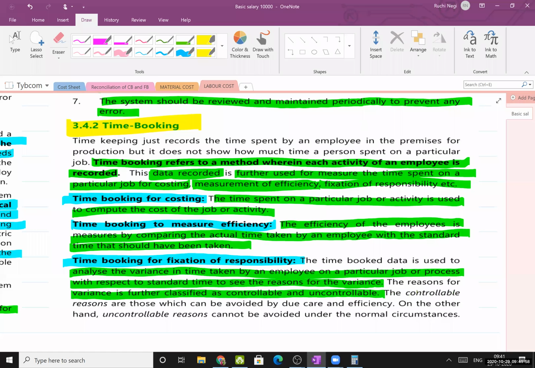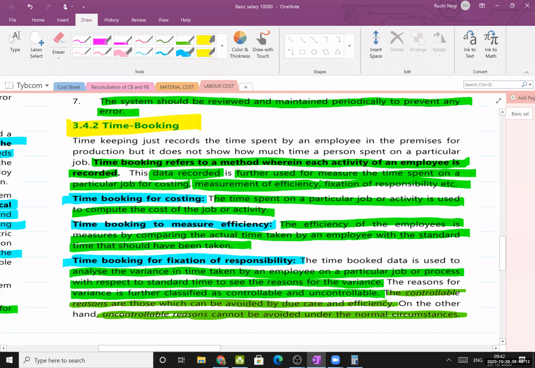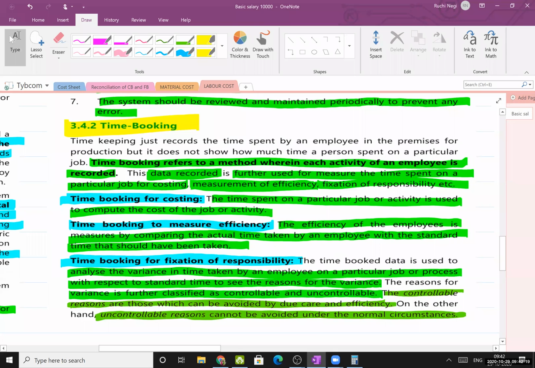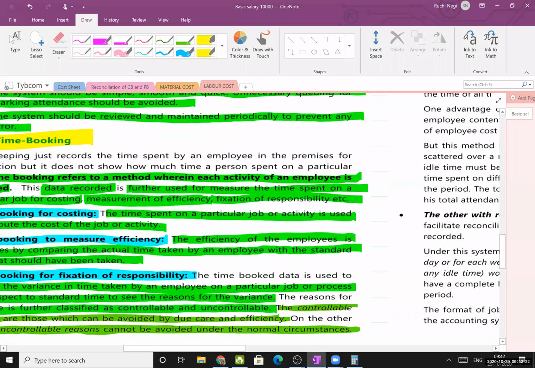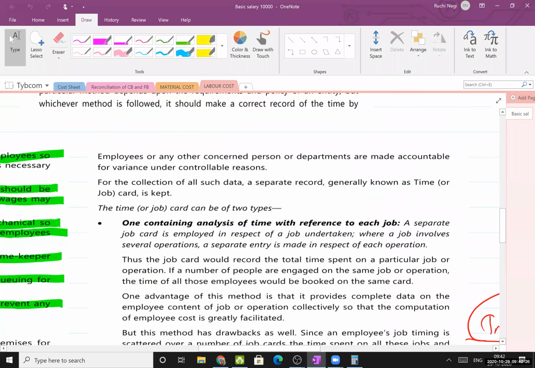See, the controllable reasons are those which can be avoided by due care and efficiency. Okay. एंड अनकंट्रोलेबल का तो आप कुछ नहीं कर सकते हो. अनकंट्रोलेबल रीजंस जैसे आई टोल्ड यू ना, इफ द एम्प्लॉय टेल्स मी लाइट चला गया, अब लाइट चला गया तो क्या कर सकते हैं, है ना. या मशीन खराब हो गई, इंजीनियर को आने में 2 घंटा लग गया, 1 घंटा ठीक करने में, 3 घंटे वेस्ट हो गए जिसकी वजह से प्रोडक्शन कम हो गया. सो अनकंट्रोलेबल रीजंस. ओके.